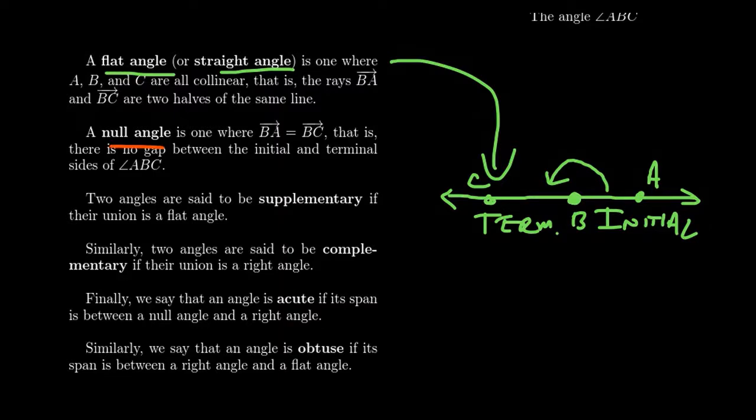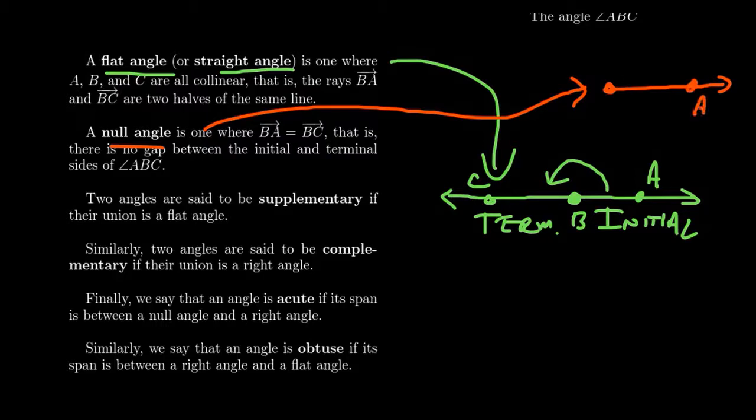Similar to the idea of a flat angle is what we might call a null angle. A null angle also coincides with three points which are collinear, but in the following manner. A null angle is just a single ray. So you have your one point A, your vertex B, but then the second ray, BC, is itself just the same ray as BA. So there's basically no space between the two rays because the two rays overlap with each other.